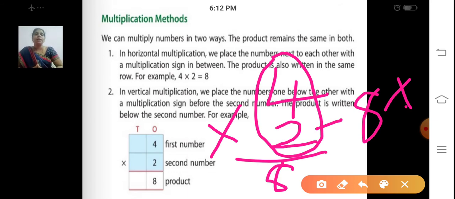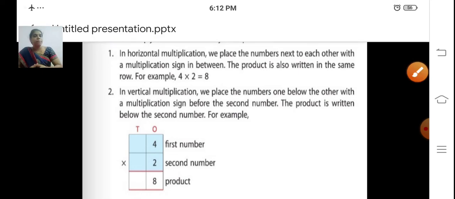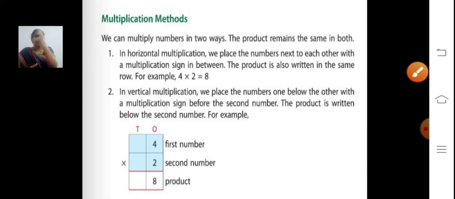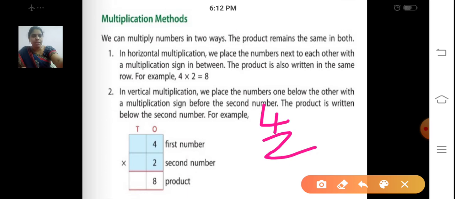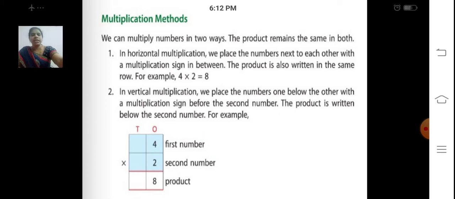This is the vertical method of multiplication. Horizontal method, what will we do? We will write the numbers next to each other and we'll place the symbol in between, and the answer where will we write? Same row, right? And vertical multiplication, how will you write the numbers? One below the other. See, one number, below that one more number, and where will you write the answer? Below this second number. A multiplication symbol before that second number. Then 4 2s are 8. Understood? This is the vertical method of multiplication.